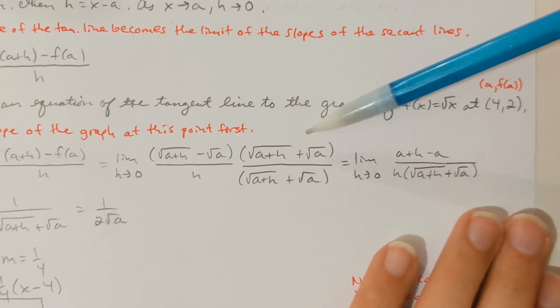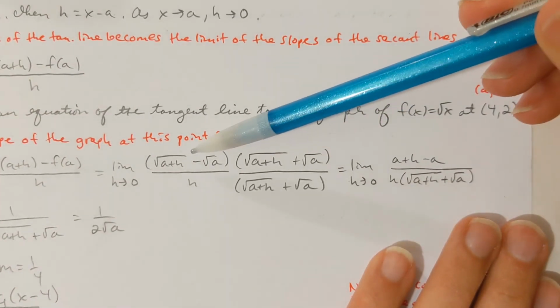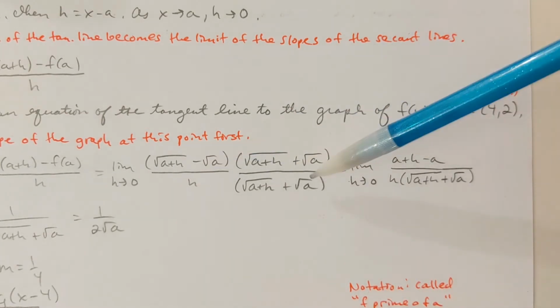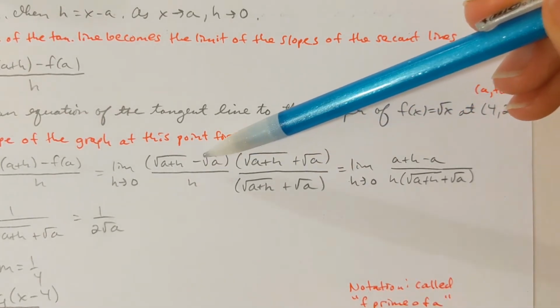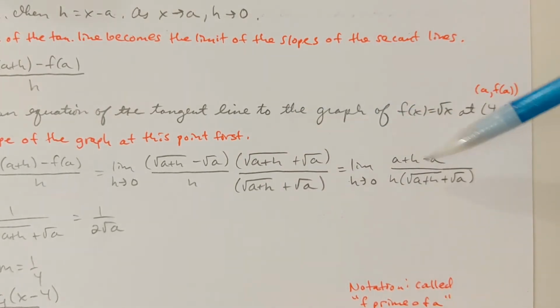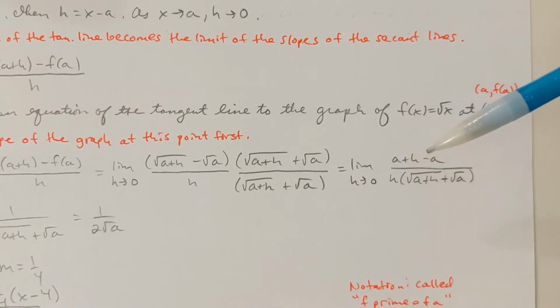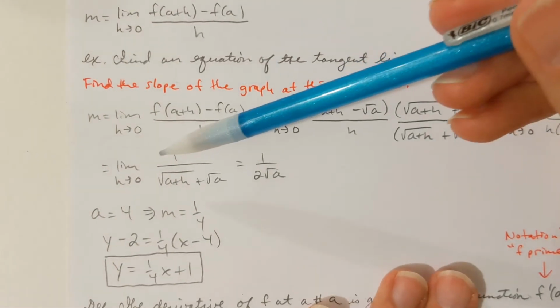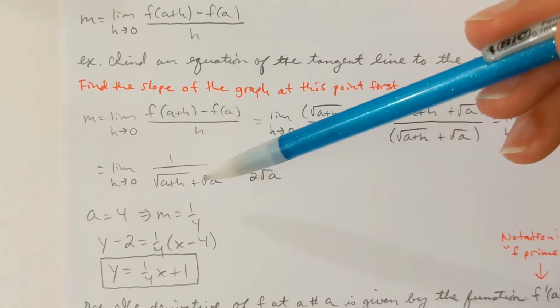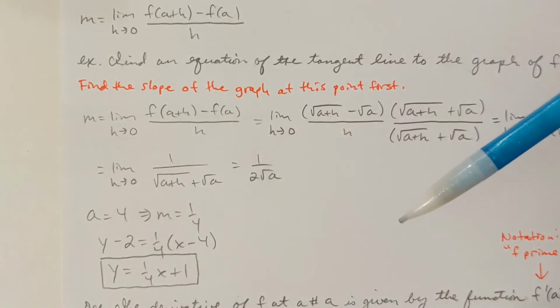And when I FOIL out the numerator, the square root of a plus h times the square root of a plus h would be a plus h. The middle term is going to go to 0, so go to the last term. Negative times positive is negative. The square root of a times the square root of a is a. A minus a is 0. And after you cancel the a's, you can then cancel h over h. Those are gone, right? And so now I'm looking at the limit as h approaches 0 of 1 over the square root of a plus h plus the square root of a.